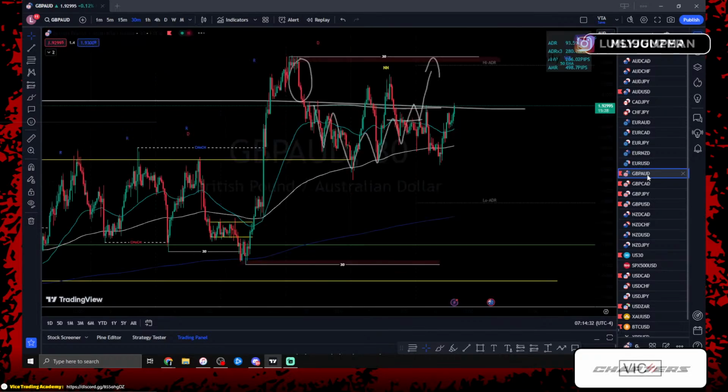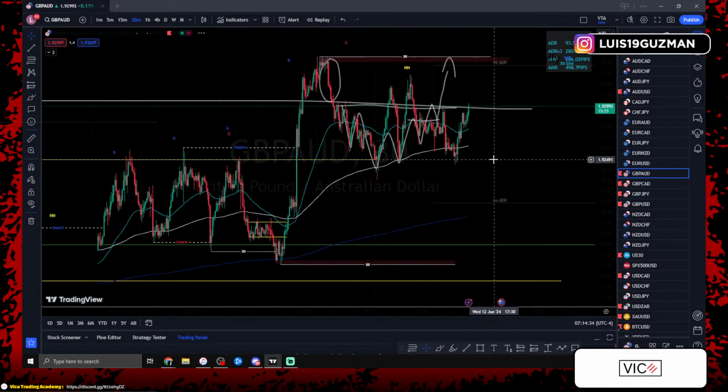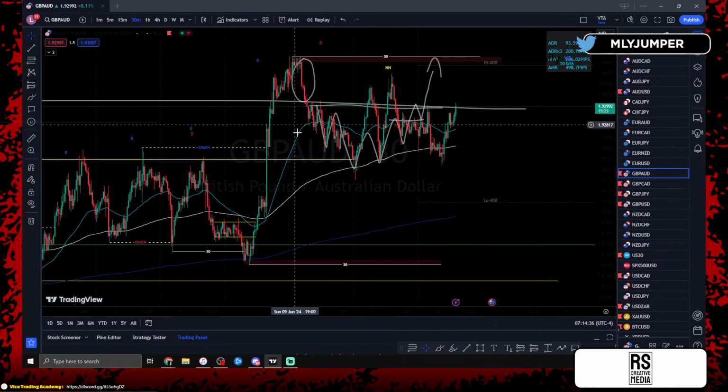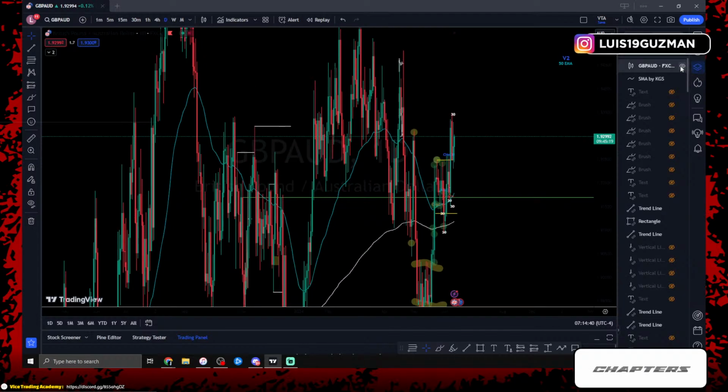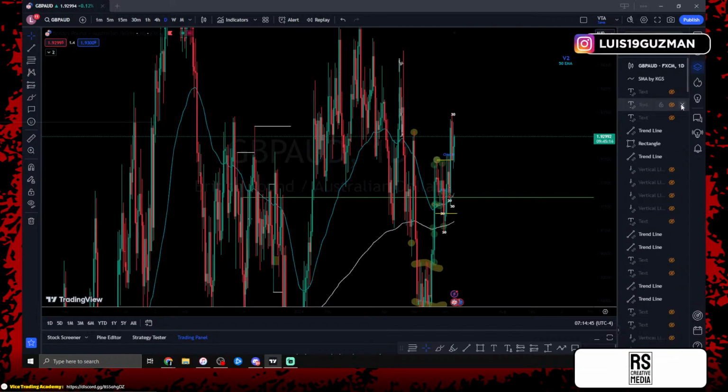Price already gave us the move for the day. GA is still just consolidating at the top of the zone of consolidation. So again, let's go back to the daily time frame so we could update this, and let me delete some of these drawings. Brush, brush, brush, brush, brush.